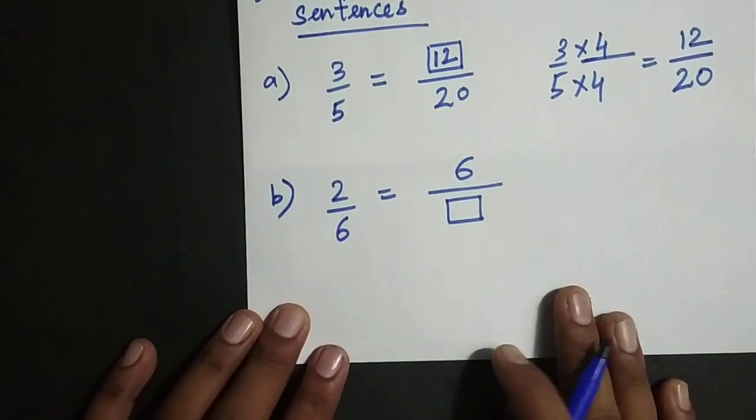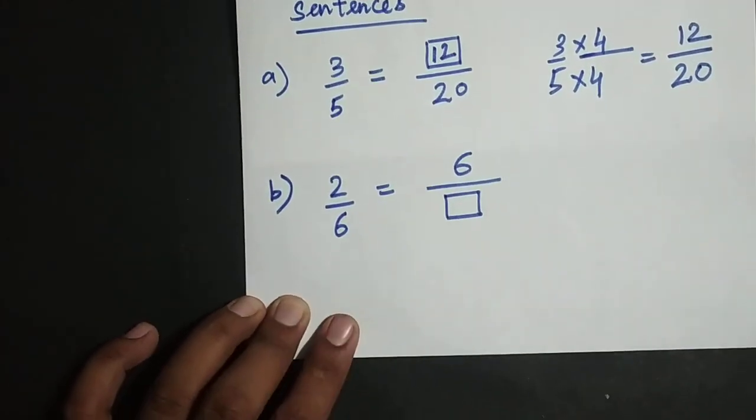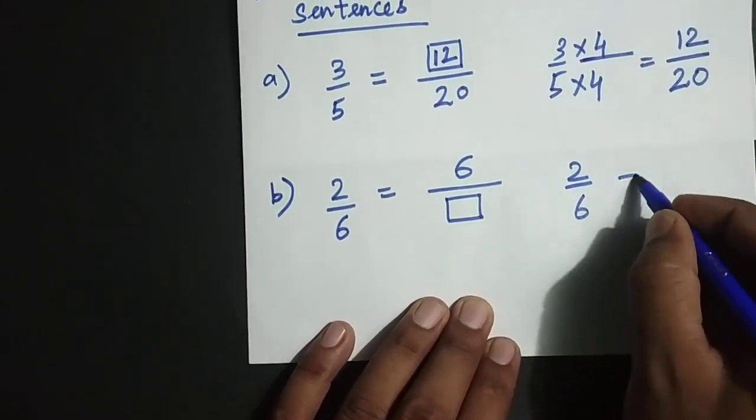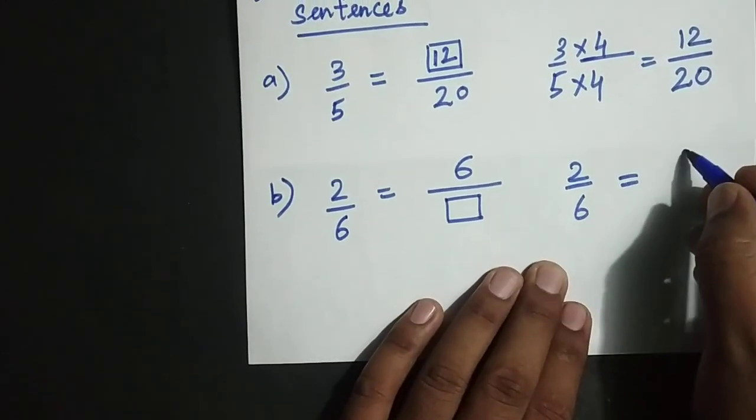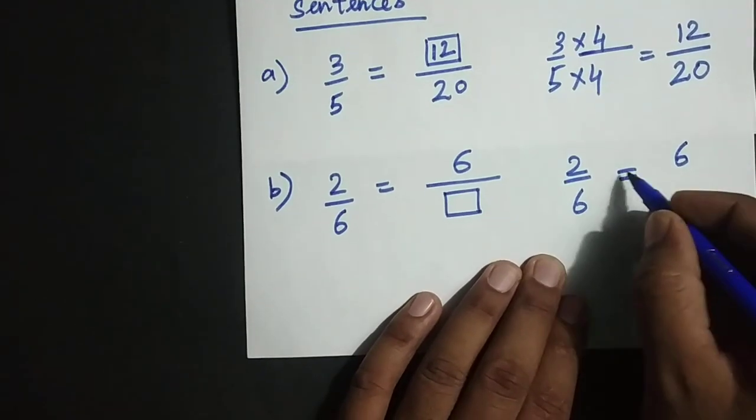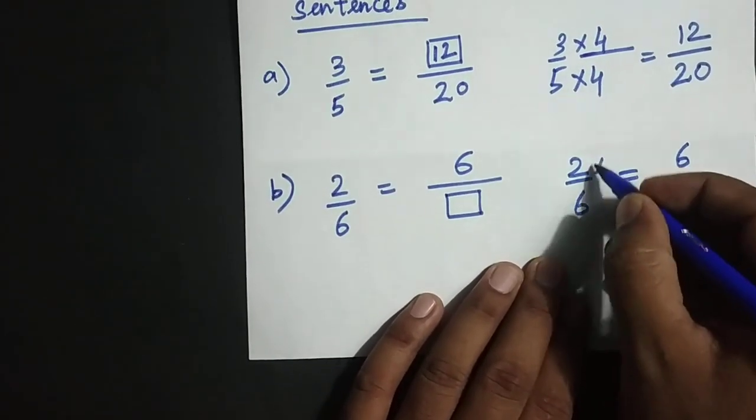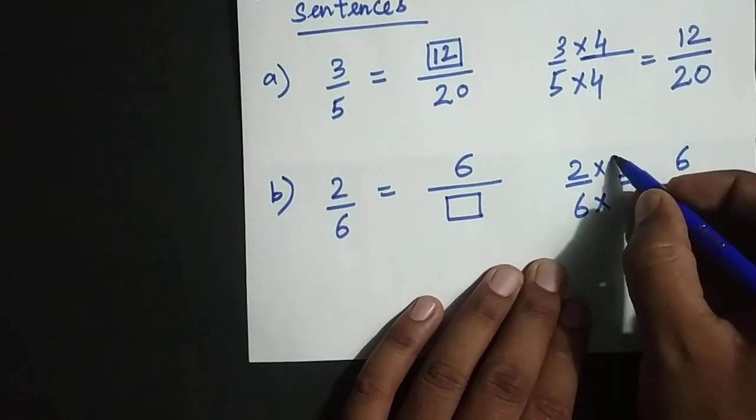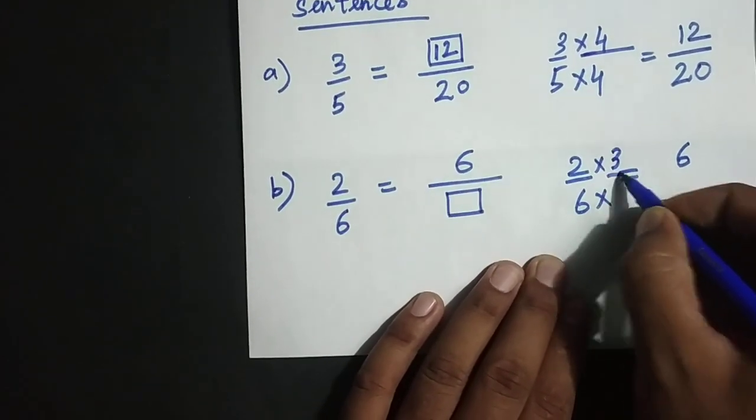Understood? Now come to the next, 2 by 6. How can we get 6 here? If we multiply by 3.